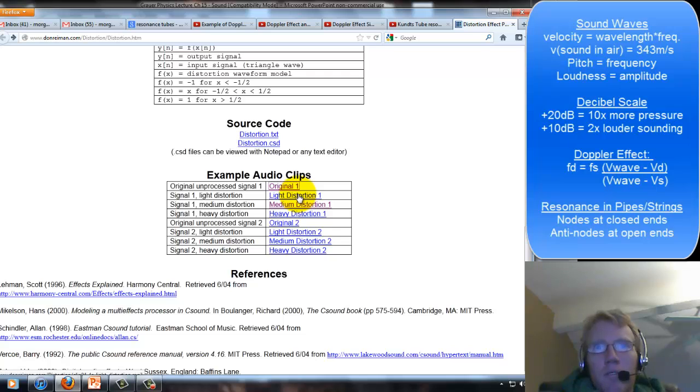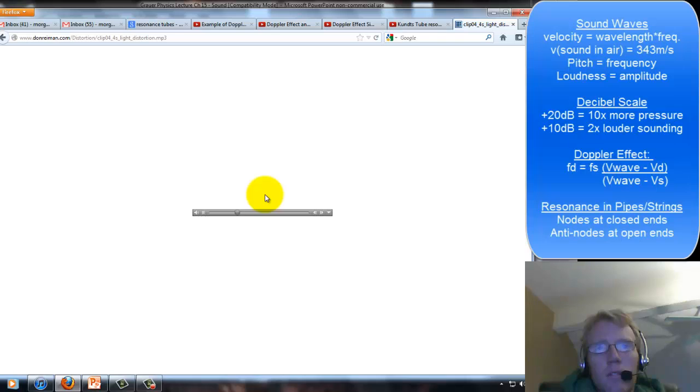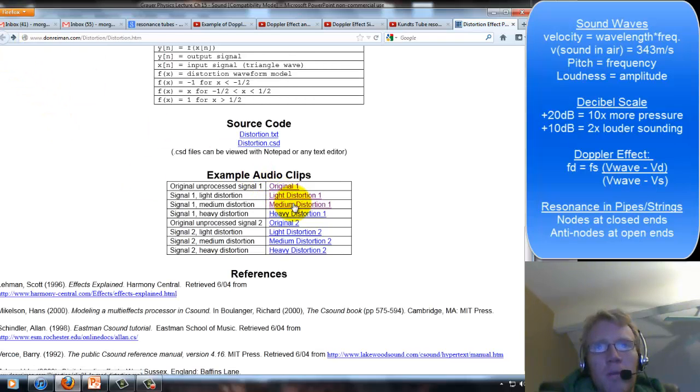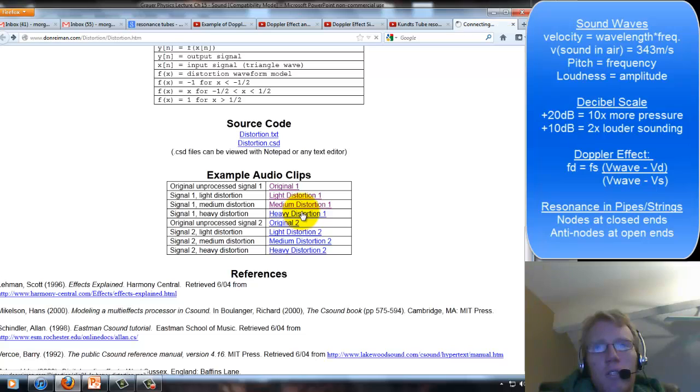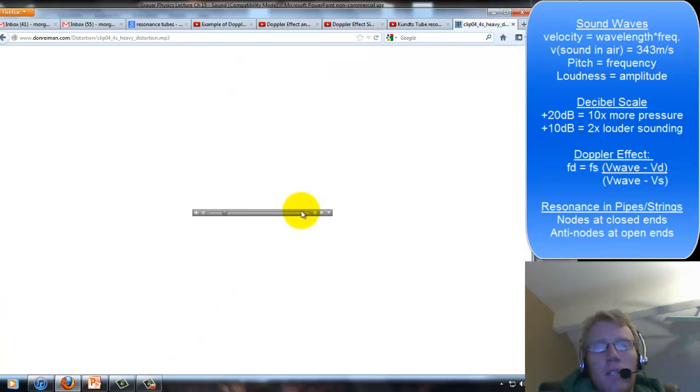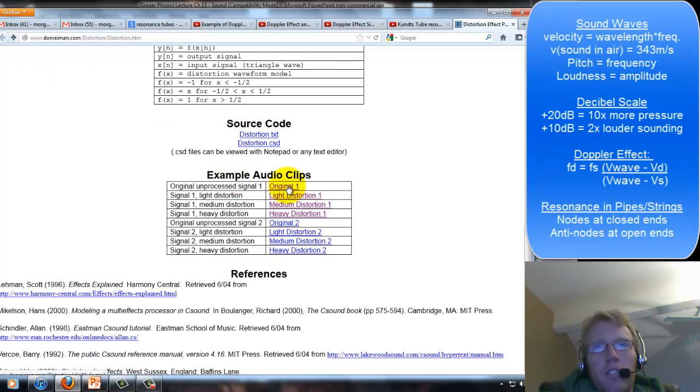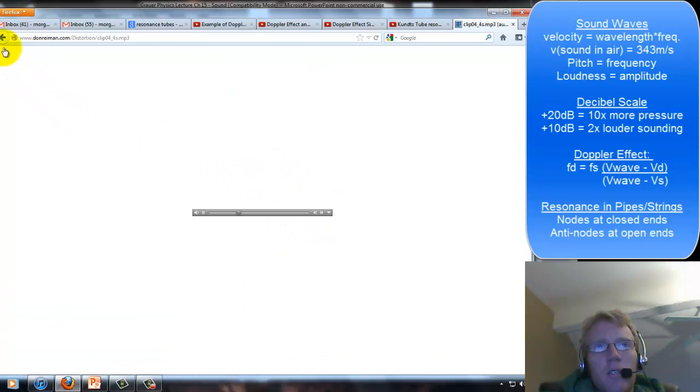Here's the same one with a little bit of distortion. Medium amount. And heavy distortion. Let me go back to the original just to compare.